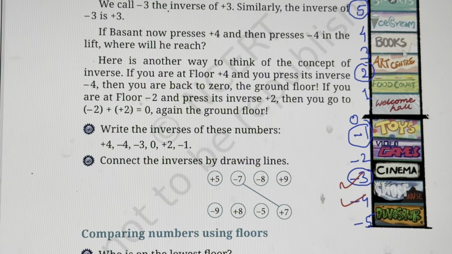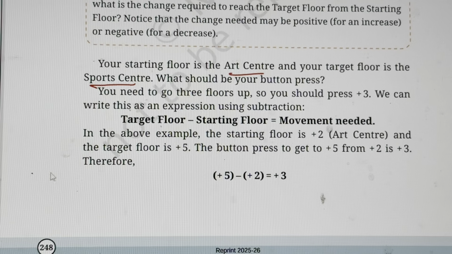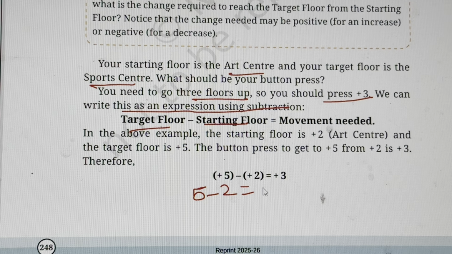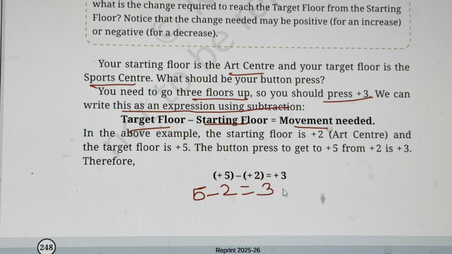So here if we look, which is the art center, this is +2. And here this is your starting floor and this is your target floor. So how many button presses? 1, 2, 3, and you are going up. So +3. Right. So you need to go 3 floors up. So you should press +3. We can write this expression as target floor minus the starting floor. So target floor was 5 minus the starting floor gives you the answer +3 because you are pressing the plus button 3 times, right? So you will get the movement needed. This is our movement needed.